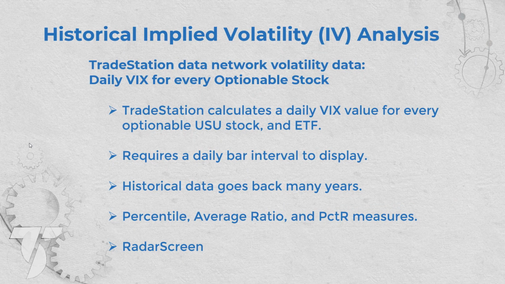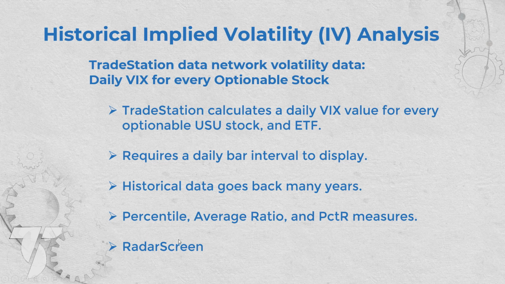So as I said, TradeStation created this mechanism within our data network where we look at every optionable stock. We do a batch process every night. We open up every option chain. We grab the raw prices, average them, and come up with a daily VIX number for each optionable stock, ETFs as well. This data, though, is only daily data. You can put it on a daily chart, a weekly chart, or a monthly chart, but you can't put it on an intraday chart. And again, we're going to look at that percentile calculation, average ratio, and percent R measures.